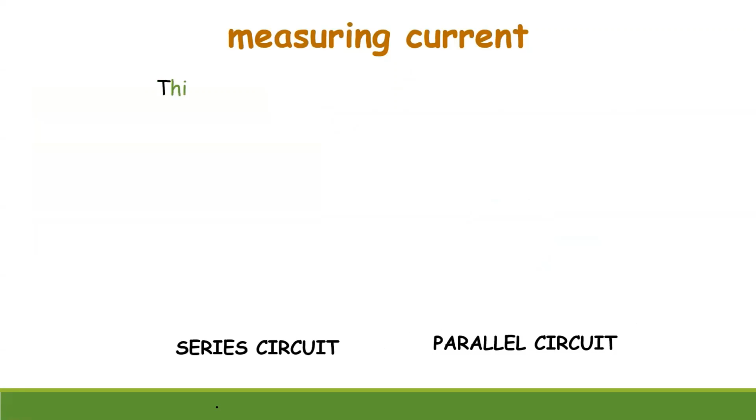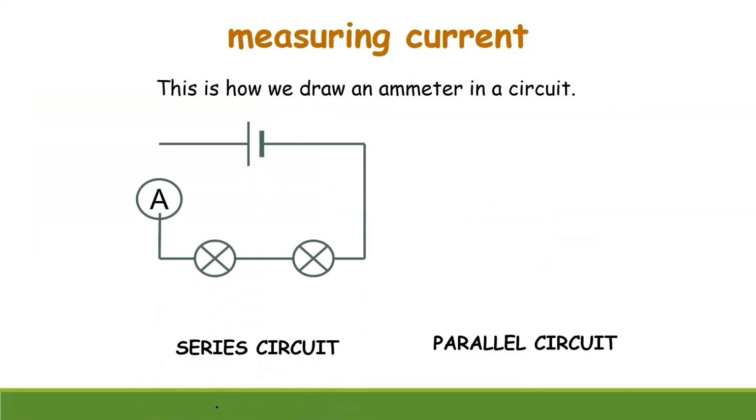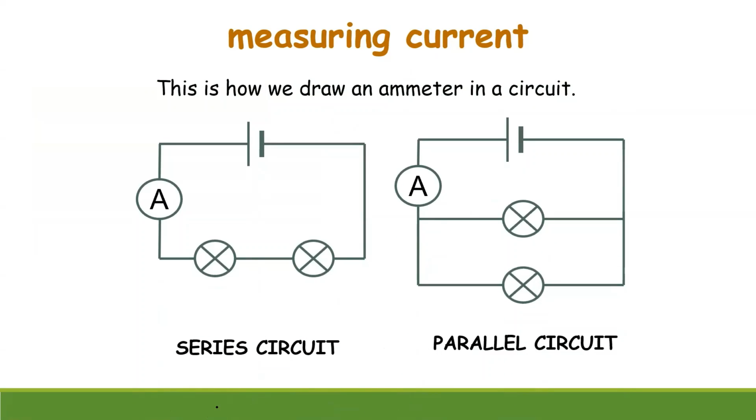Now, how do you set these up? An ammeter in a circuit is always connected in series. So this will measure IT, the total current of the circuit, because all of the current must pass through here. As it leaves the battery, all of the current goes through here. Same with this one.